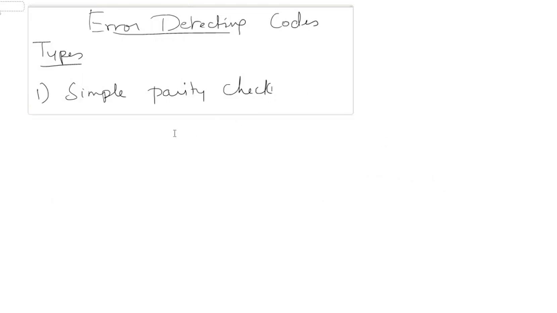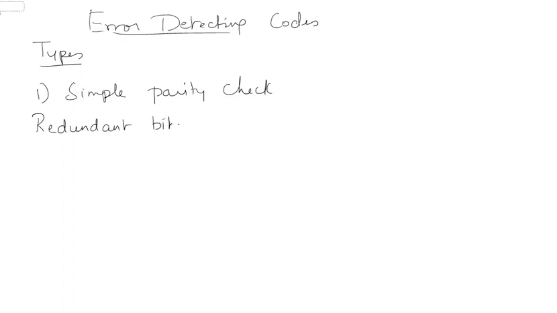We need to understand some terms here in the simple parity check. The first one is the redundancy or the redundant bits. Redundant bit means adding an extra bit along with the message bits. Suppose this is the given message bit. Along with this message bit, an extra bit, known as a redundant bit, is to be added. This extra bit can be added according to even parity or according to odd parity.